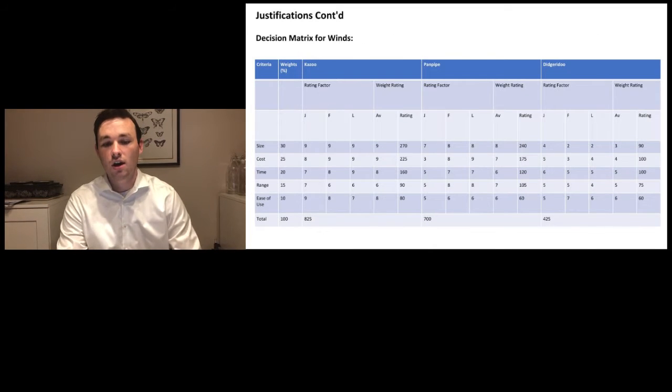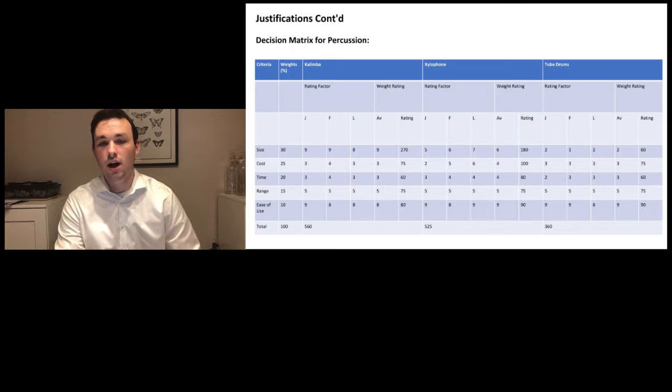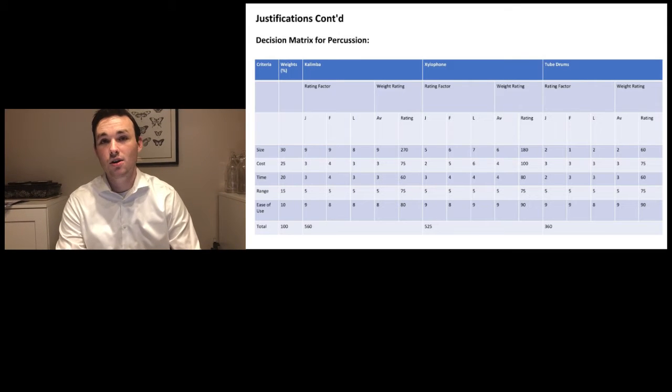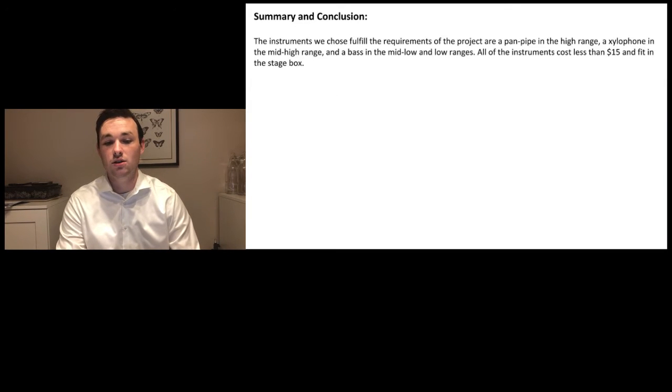The reason we didn't choose the top instrument in every category is that the overall highest score, the kazoo, we weren't sure actually fulfilled the requirements for a wind instrument. So we had to choose the panpipe, which meant that we had to choose the bass and xylophone for our other 2 instruments to go along with that to fill out the ranges.